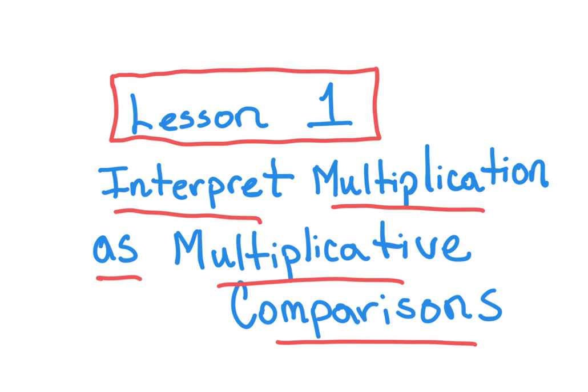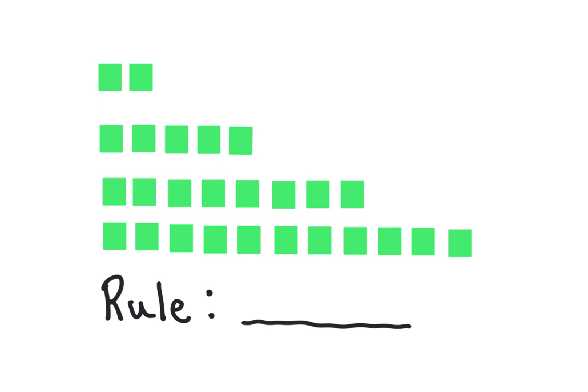Let's get started. All right, guys, so we have these green rectangles and we are looking for a pattern. On the very first row, we see 2. Then on the next row, how many do we have? We have 1, 2, 3, 4, 5. Then if we continue, we have 1, 2, 3, 4, 5, 6, 7, 8. And the last row, we have 1, 2, 3, 4, 5, 6, 7, 8, 9, 10, 11.